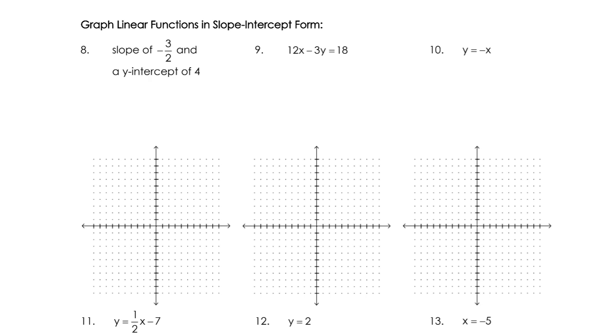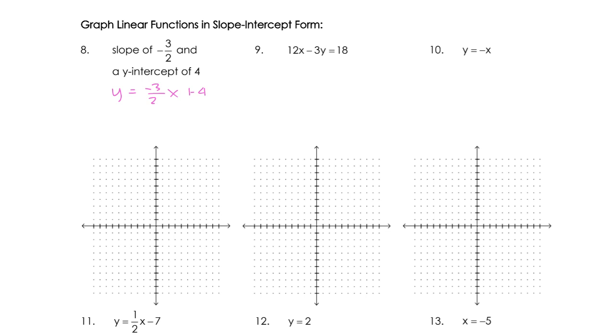Okay, on the back here, we have graphing linear functions in slope-intercept form. So first things first, we have number 8, slope of negative 3 halves and a y-intercept of 4. So I'm going to go ahead and just write this in slope-intercept form just so we can keep practicing that. So we have y equals negative 3/2 x, and then plus 4.